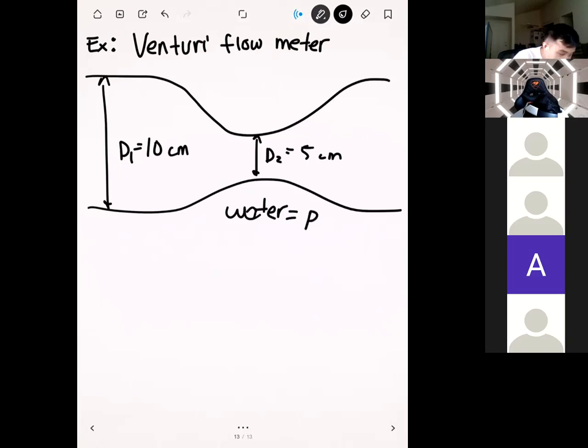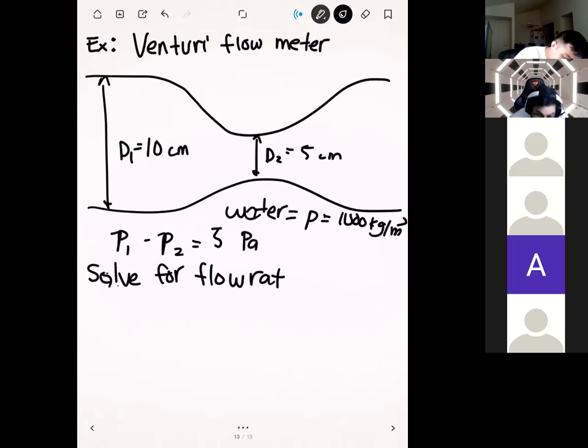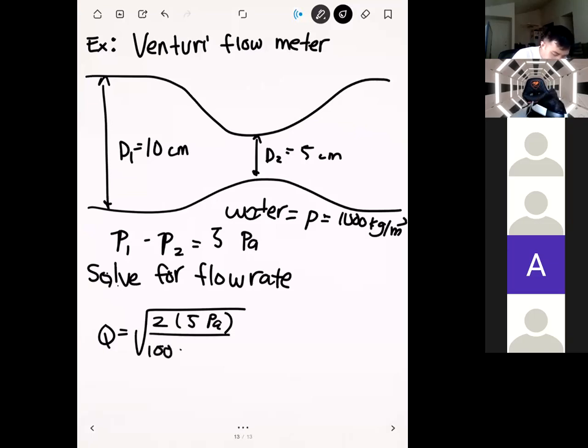And so water has a density of 1,000 kilograms per meter cubed. And let's say that the pressure difference, P1 minus P2, is equal to 5 pascals. And then we want to take these numbers and solve for the flow rate. Okay. And so we have all the information here, so let's go ahead and plug it in. We have 2 times our pressure difference being 5 pascals, all divided by 1,000, which is our density, multiplied by 1 minus A2 over A1 squared.